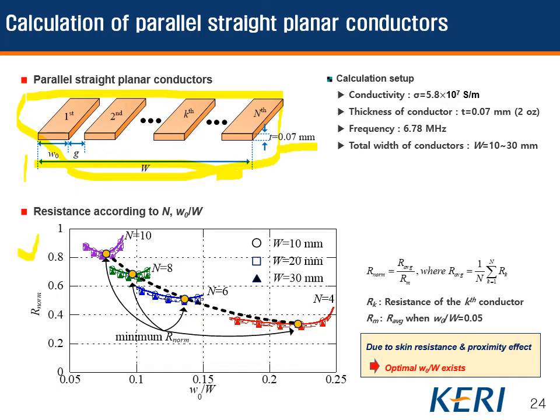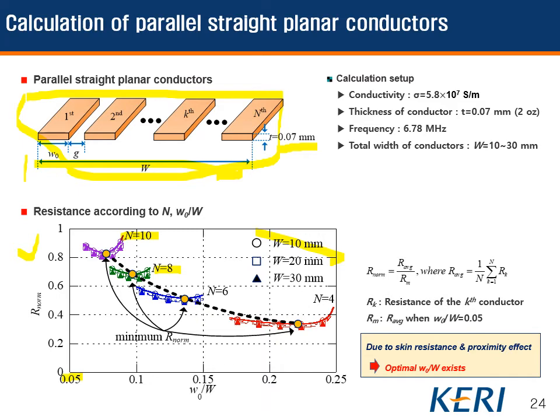This graph shows the resistance normalized by Rm. Rm means the average resistance when W0 over large W is 0.05, with a different number of conductors. As you can see in the graph, at each number of n, an optimal W0 over large W for lowest resistance exists, regardless of large W.